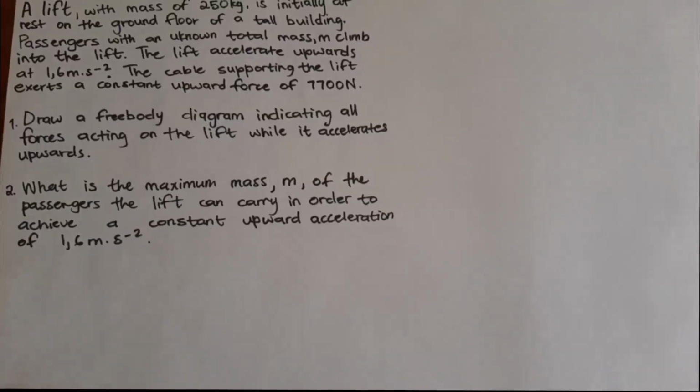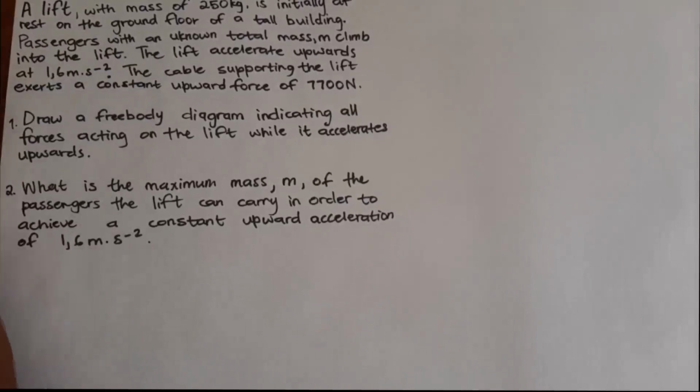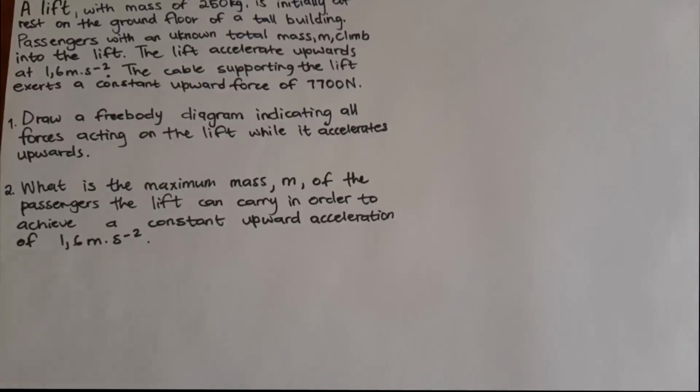Our next example says a lift with the mass of 250 kgs is initially at rest on the ground floor of a tall building. Passengers with an unknown total mass climb into the lift. The lift accelerates upwards at 1.6 meters per second squared. The cable supporting the lift exerts a constant upward force of 7,700 newtons.